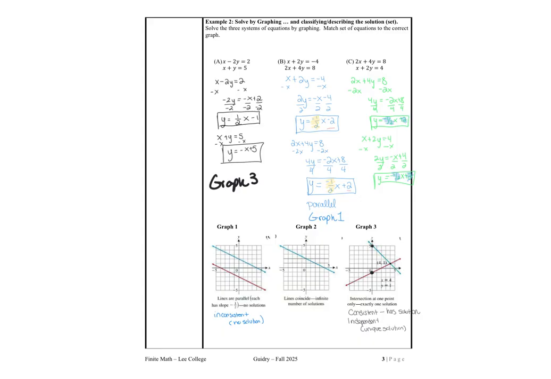So this would be graph 2. The lines coincide and there's infinitely many solutions. So there's a solution which makes them consistent, but it's not independent. The solution is not unique because there's lots of solutions, so that makes it dependent.